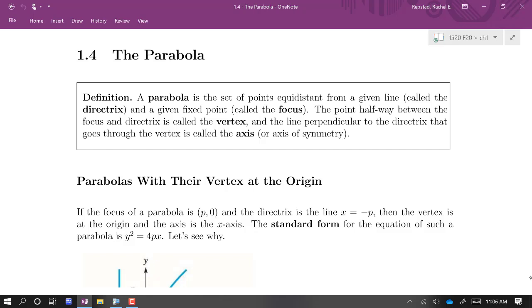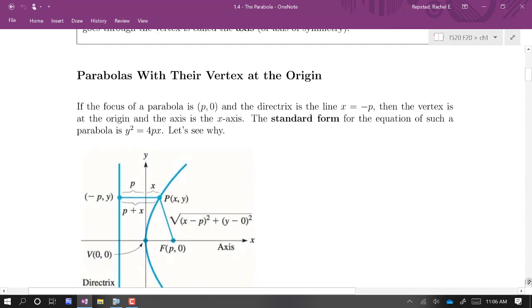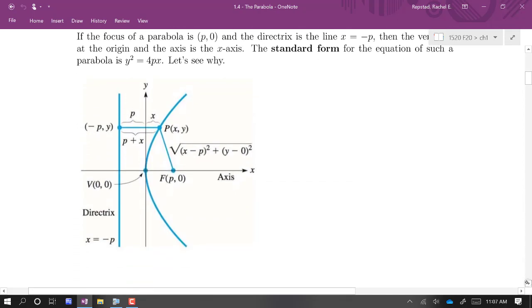A geometric definition of a parabola is a set of points that are equidistant from a given line, which we call the directrix, and a given fixed point, which we call the focus. The point that's halfway between the focus and directrix is called the vertex. It is the nose of the parabola. And the line perpendicular to the directrix that goes through the vertex is called the axis, or the axis of symmetry.